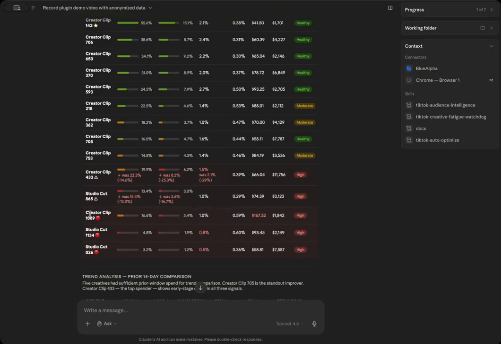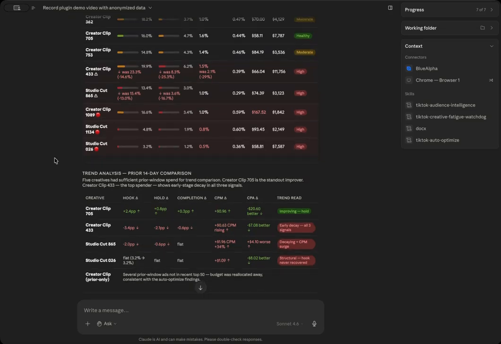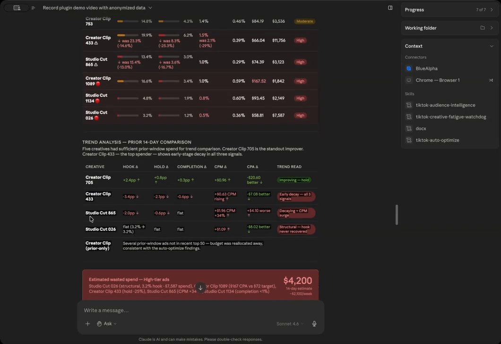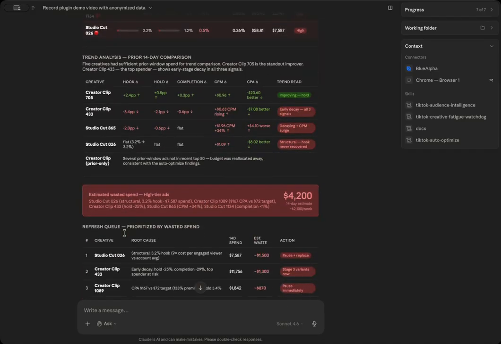And then the further we go down, we see our 1089 again. We see another one which is 1134, 0226 as well. And then it also performs a trend analysis over the prior 14 days comparison, where we're actually seeing that creative clip 705 increased their percentage points in hook hold completion, as well as a small increase in CPM, but a decrease in CPA, which is improving. And then we have some other creative assets that are starting to fatigue.